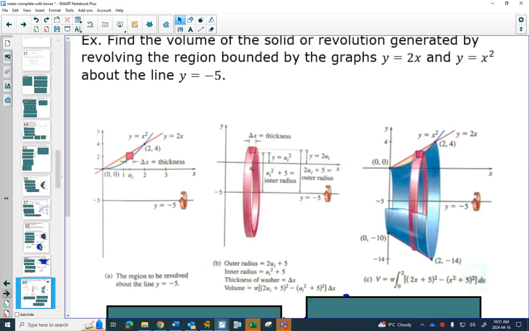So now we have an area between two curves, and now we're taking that area between the two curves and rotating it around a new line. So there's my area between the two curves. The first picture just shows the little section. Now if we took that little part and rotated it around y equals -5, you'd make a nice washer.